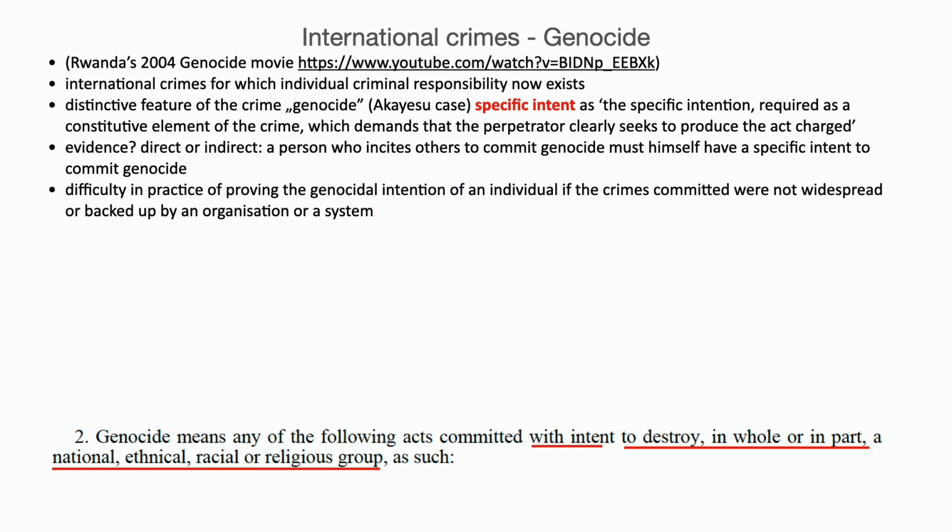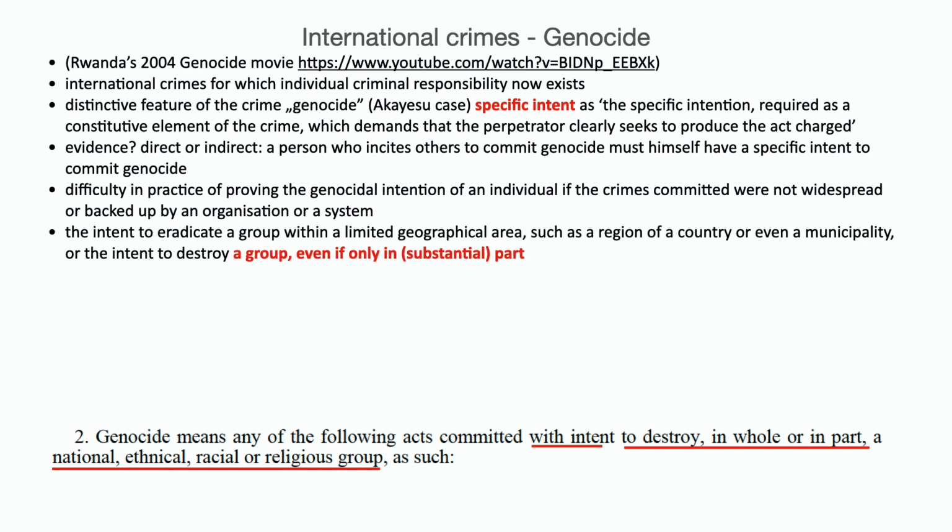In the Jelicic case, the International Criminal Tribunal for the former Yugoslavia pointed to the difficulty in practice of proving the genocidal intention of an individual if the crimes committed were not widespread or backed up by an organization or a system. What is substantial is the intent to eradicate a group or a substantial part of the group as opposed to an accumulation of isolated individuals within it.